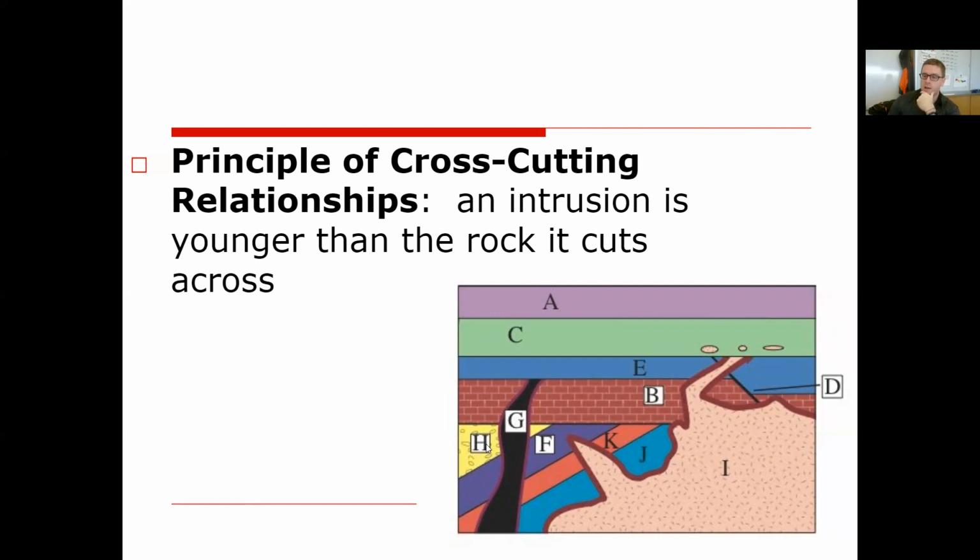But G and I, those are cutting across the other layers. So they are younger than whichever layers they are cutting through. So that's the principle of cross-cutting relationships. Intrusions are younger than the rocks they cut across.